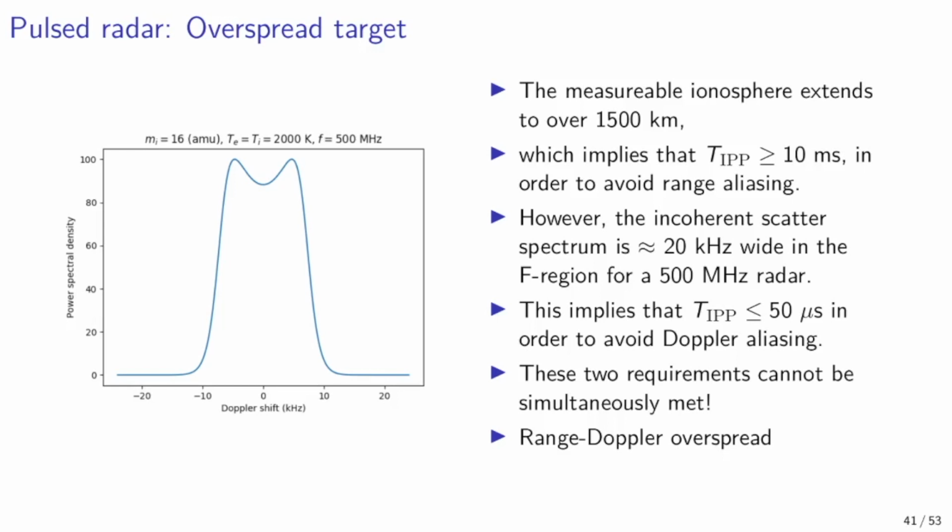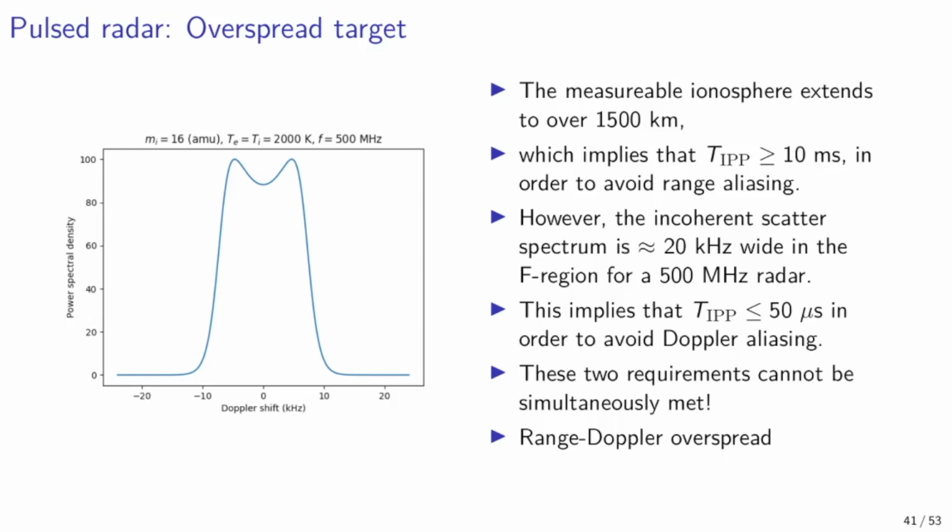An incoherent scatter radar measurement of the ionospheric plasma is a prime example of a case where the coherent target pulse-to-pulse Doppler spectrum estimation technique cannot be used. The range extent of the ionosphere is over 1,500 kilometers. This implies that an interpulse period longer than 10 milliseconds needs to be used in order to avoid range aliasing. However, the incoherent scatter spectrum is about 20 kHz wide in the F region, in the case of a 500 MHz radar.